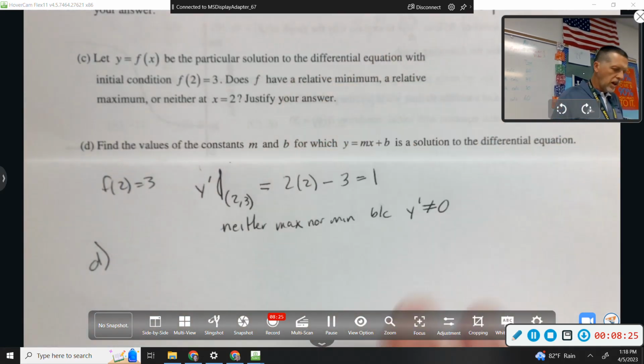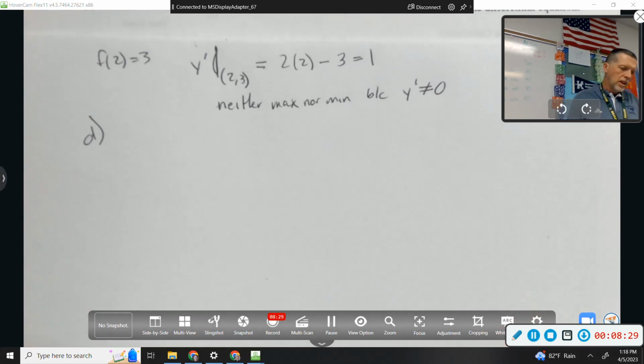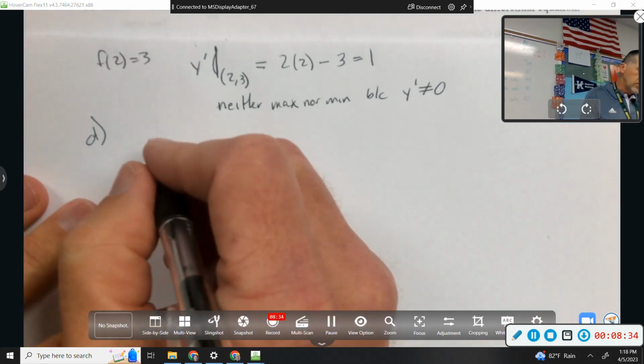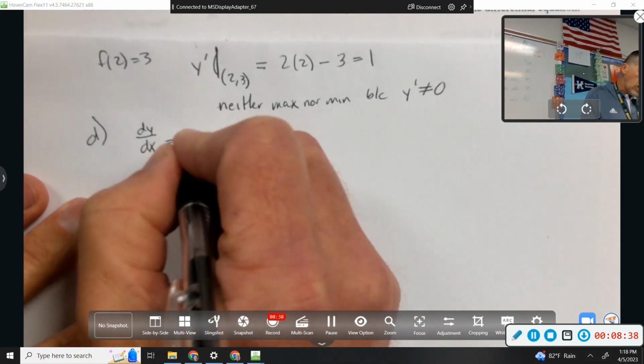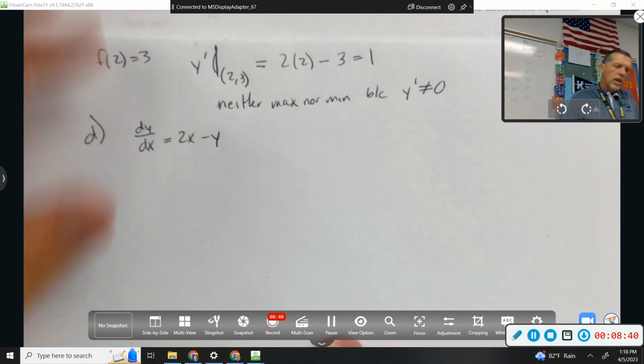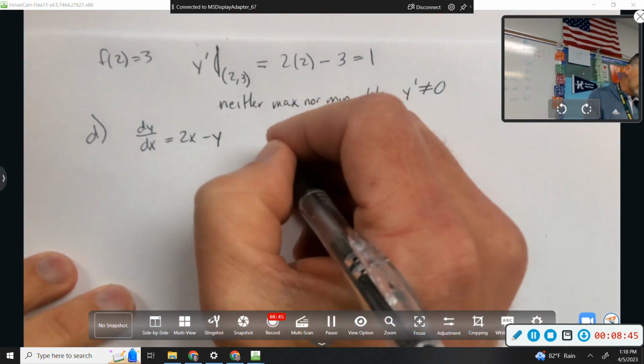Part D. Find the values of the constants m and b for which y equals mx plus b is a solution to the differential equation. Are they just asking us for the tangent line, the slope? No, they're saying y equals mx plus b is a solution to that.